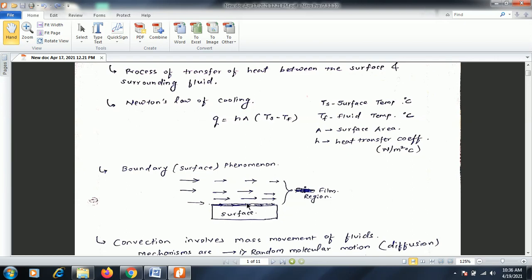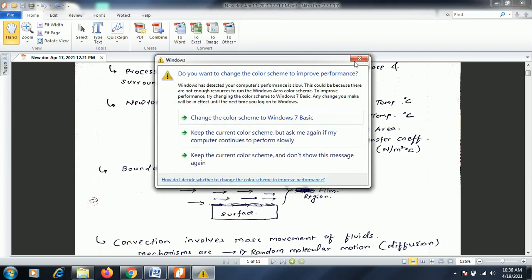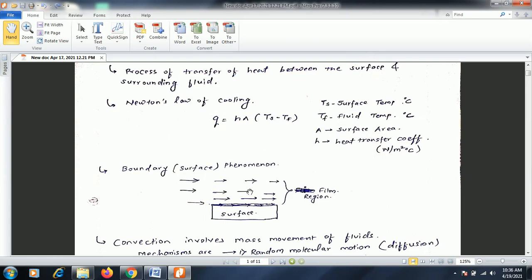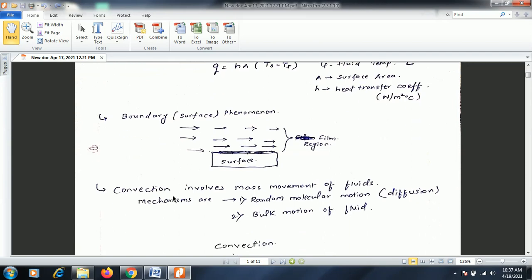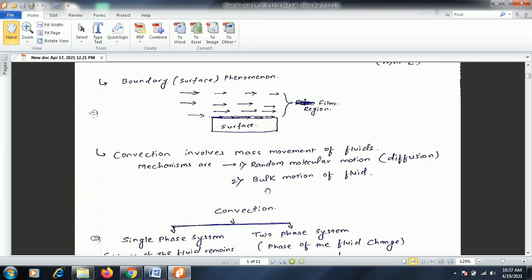While away from this surface, away from this film, away from this boundary, you are going to have a free stream flowing fluid, which is nothing but your film region in which the temperature difference is going to occur. So convection is known as a boundary phenomenon, that is, a surface phenomenon. Convection involves mass movement of a fluid. The mechanisms of convection are random molecular motion, that is diffusion, and bulk motion of a fluid.